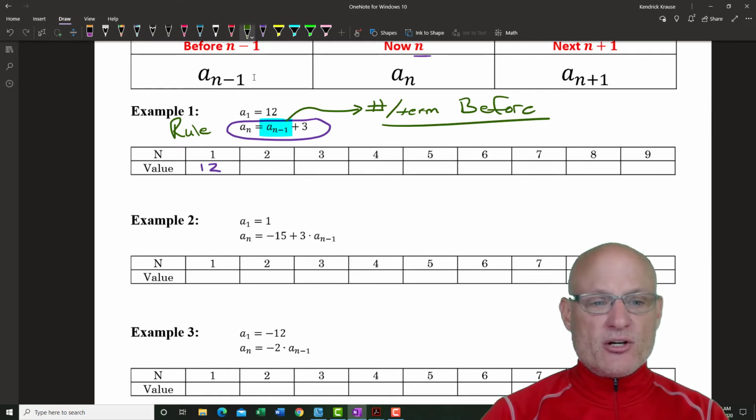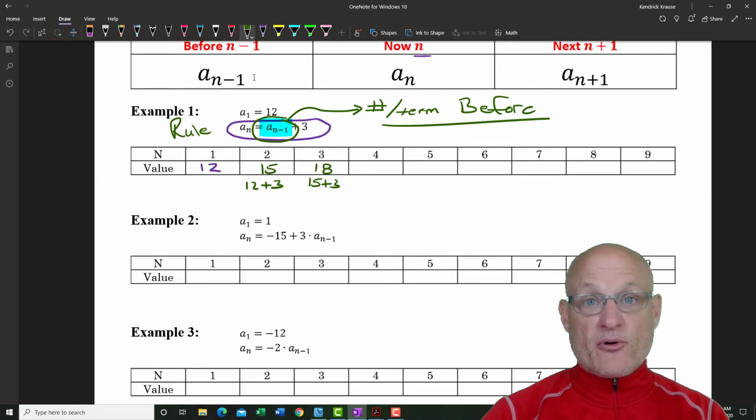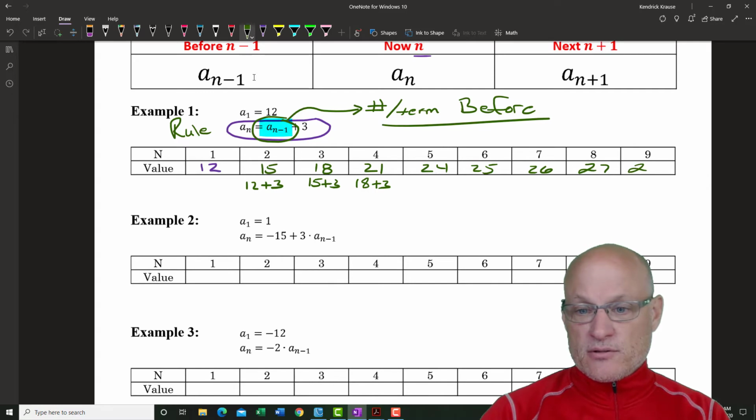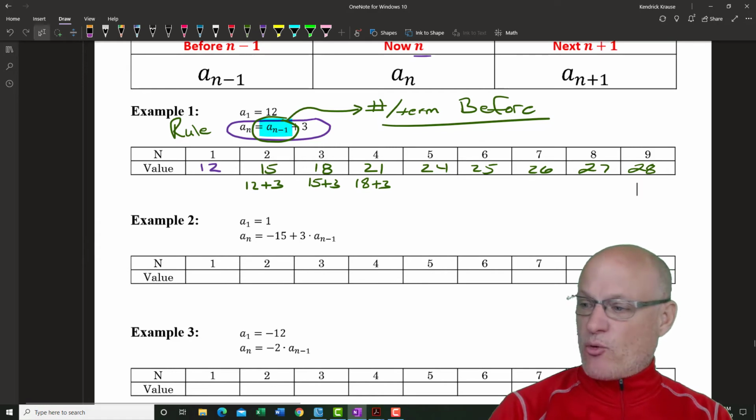So here's our current term, 12. What does it say? Take the one before, which is 12, and add 3. We get 15. The term before, 15, and then we add 3. That's 18. And then the term before that, 18, and we add 3, 21. If you'll notice, we just keep adding 3 every time. So now it's 24, 27, 30, 33. And there we go. Now, the key with recursion is you always have to know the one before.